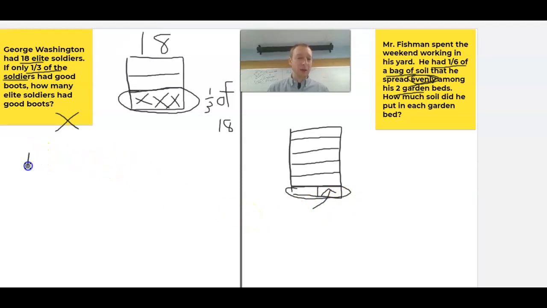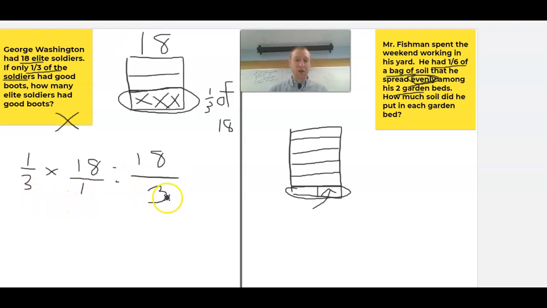Well, this one's easy, right? 1/3 times 18. How do we multiply a fraction by a whole number? Well, first we're going to turn this 18 into a fraction, and then we're just going to go ahead and multiply our numerators times our denominators. 1 times 18 equals 18. 3 times 1 equals 3.